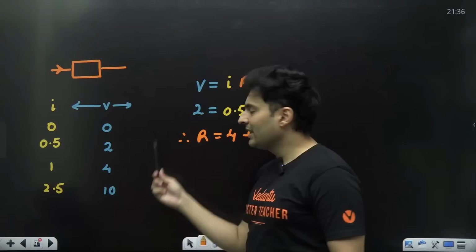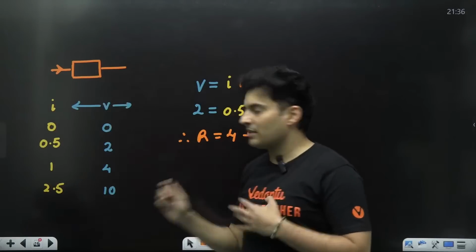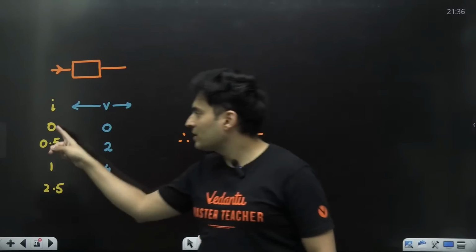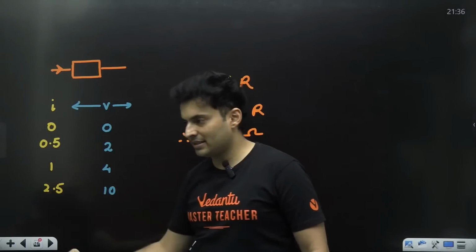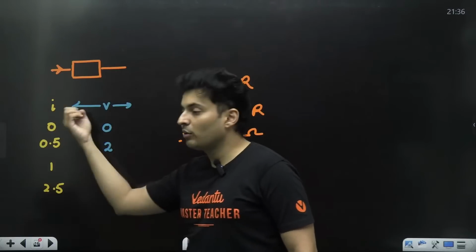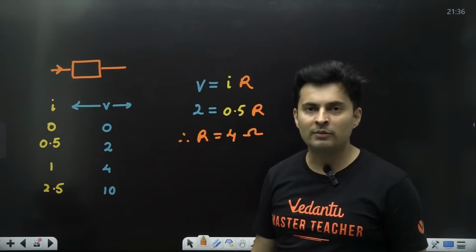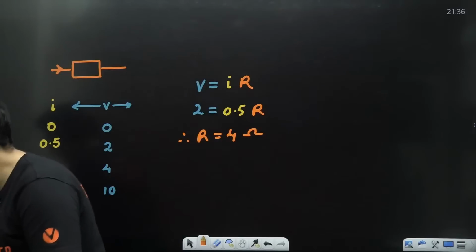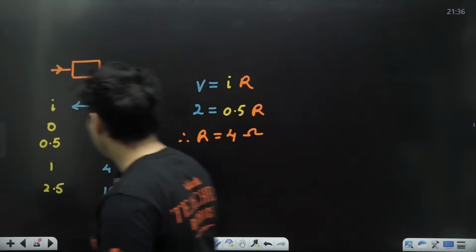So this tells me the resistance of this device is 4 ohms. If the resistance was more, the current would be less. If the resistance is less, for the same voltage, there would be more current flowing. That is exactly what Ohm said. All right. Very good.